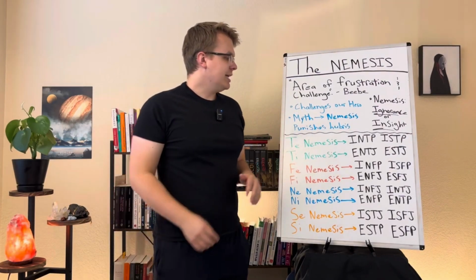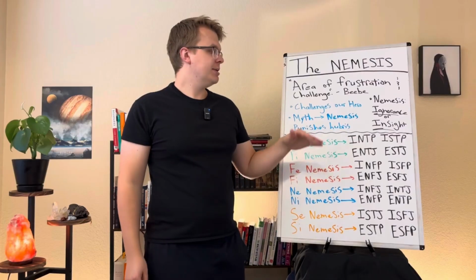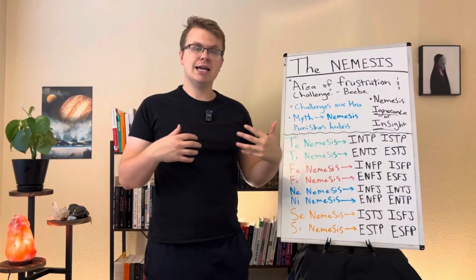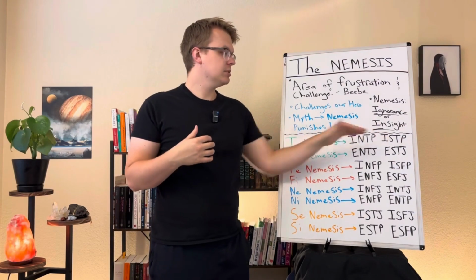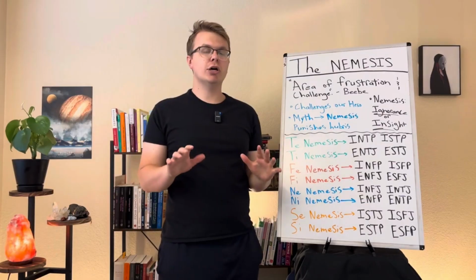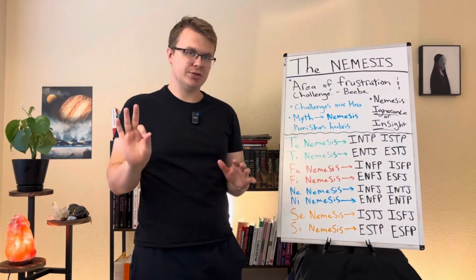So we're going to start with TE Nemesis. This is the fifth function, the Nemesis function, of the INTP and the ISTP. Now, as I hinted at, these TI heroes are very capable and confident with their own thinking. They're great problem solvers. They are great problem detectors.